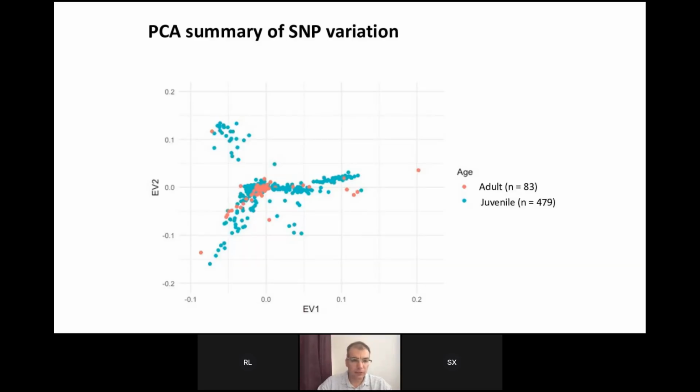Here's a PCA summarizing the variation within the population, and the adult trees are shown in pink and the juvenile in this turquoisey color. And you can see already there's a slight difference in the variation between the adults and the juvenile trees.